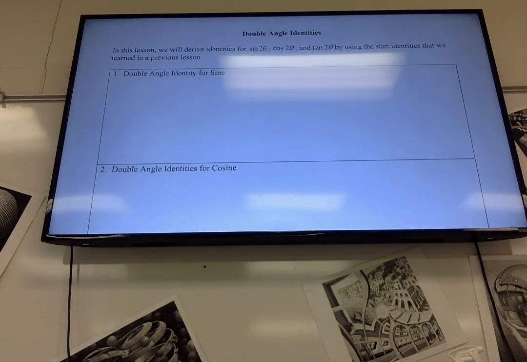So, double angle identities. There's a formula for the double angle identity for sine. By that I mean, the double angle looks like this, sine of 2 theta, or 2 whatever variable you want to use. And so that'd be the same as doing sine of theta plus theta. And that's one of those ones we just learned on the last section.